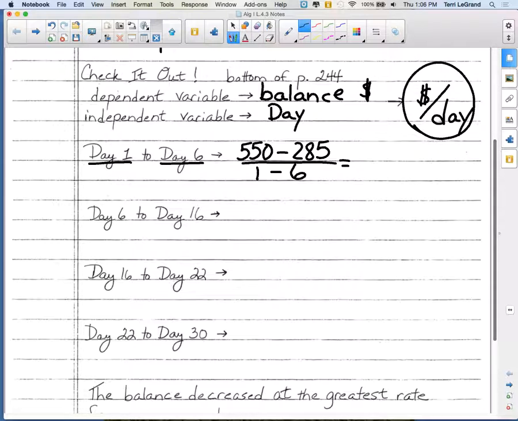So what is 550 take away 285? 265. Okay, 265. And 1 take away 6? Negative 5. And a positive divided by a negative?